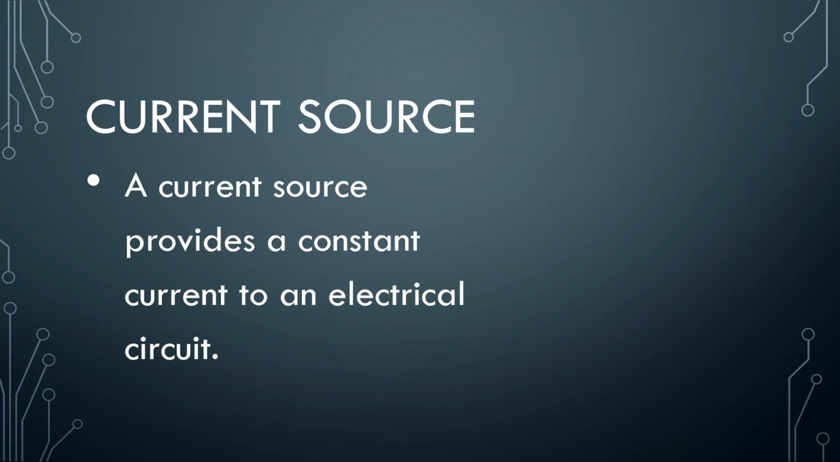Similarly, we have current source. A current source is a device that delivers a constant current to a circuit regardless of the voltage across it. It ensures that a specific amount of electrical charge flows.